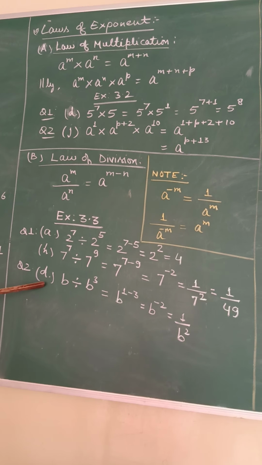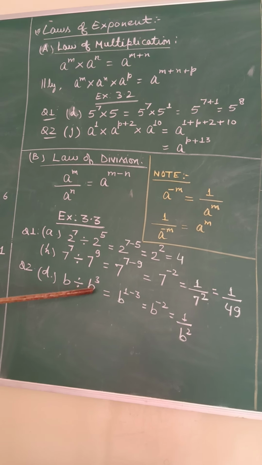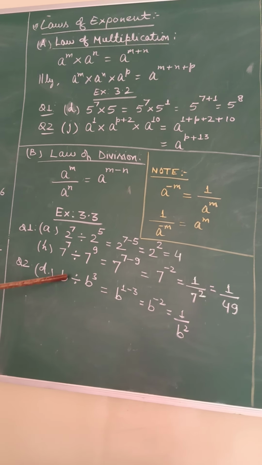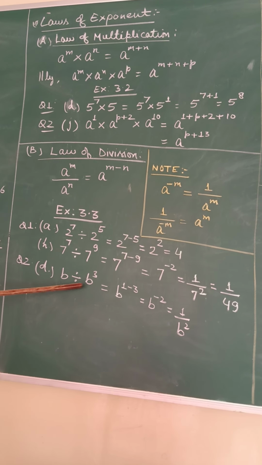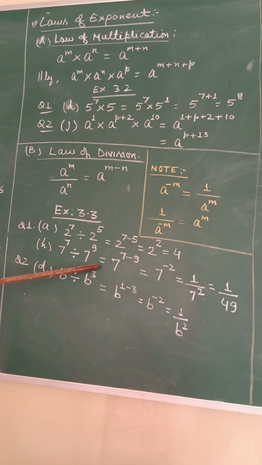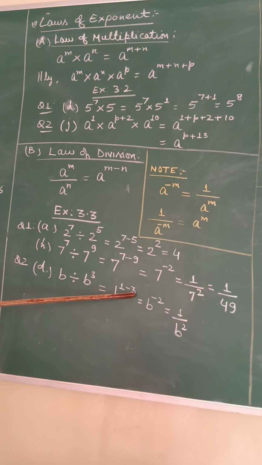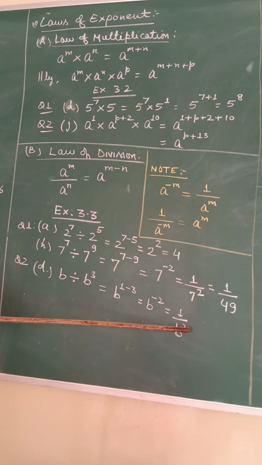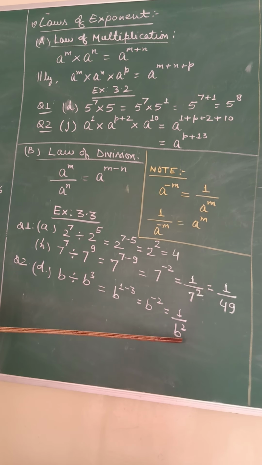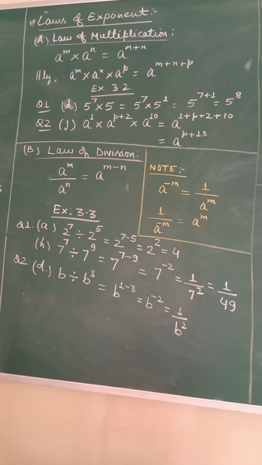Similarly, question 2, d part, b divided by b raised to power 3. So here nothing is written as the power, it means the power is 1. So the base is the same and the power will subtract. So b raised to power 1 minus 3. The answer will be b raised to power minus 2. The power is negative, you can convert it into positive, equals 1 upon b raised to power 2.